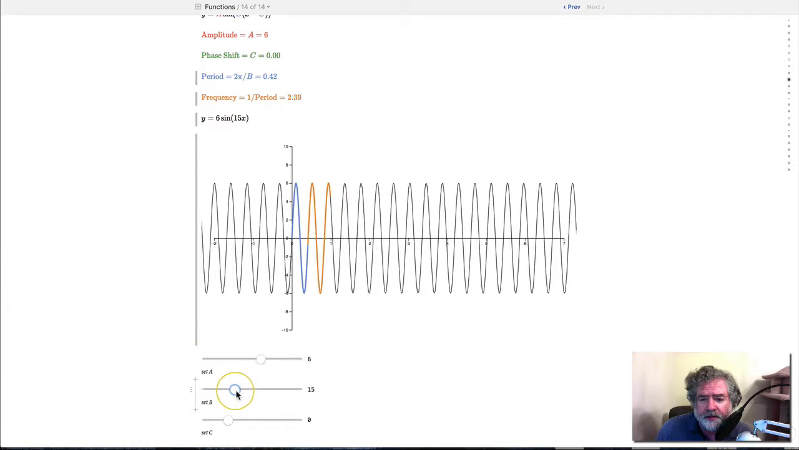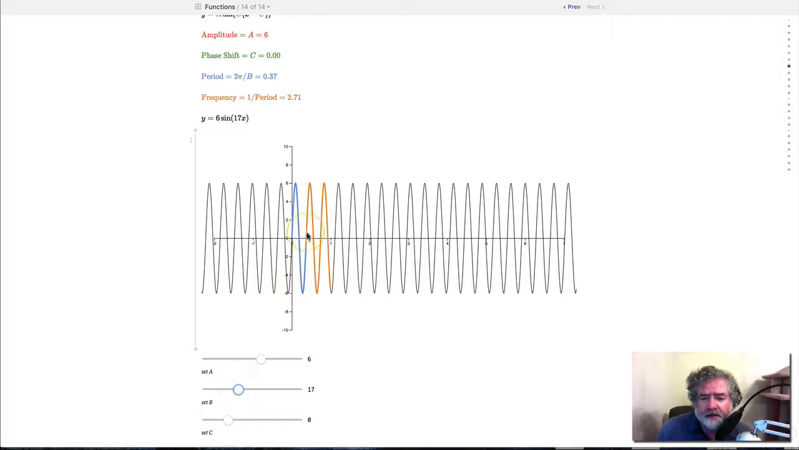Squeeze it in a little bit more here. All right, so there's 1. And then there's another one, there's 2. So it looks like it's 2 and then a little bit more, 2.71. So anyway, that's the definition of frequency, and you can see what it is.